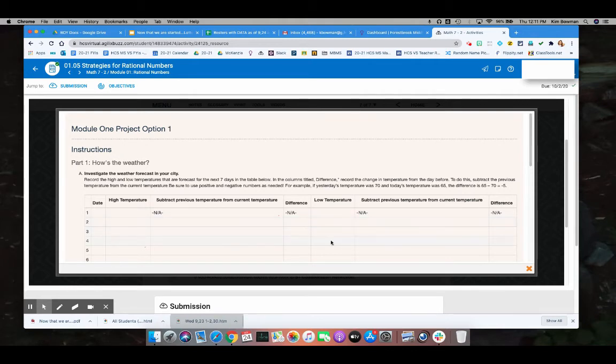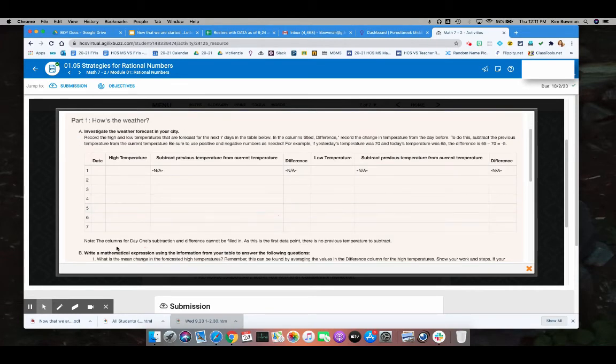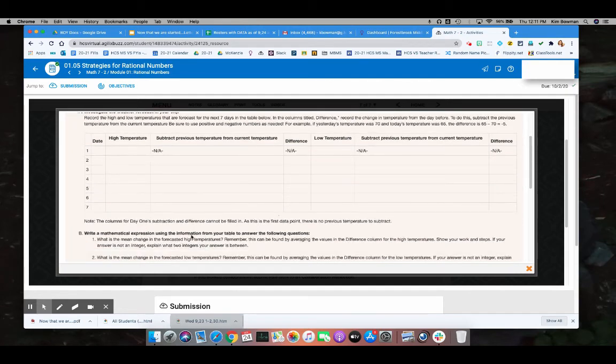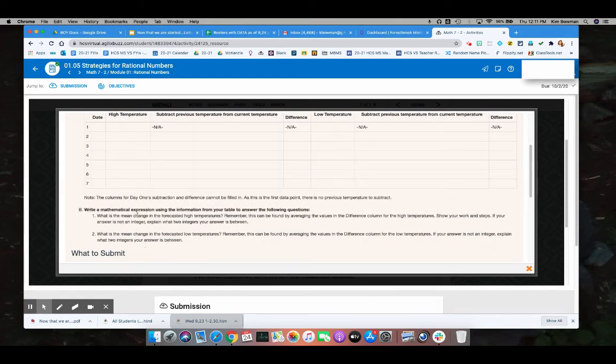You're also going to do the same thing with the low temperatures. Okay? So note the columns for day 1 subtraction. I just talked about that. You can read that. Part B, write a mathematical expression using the information from your table to answer the following questions. What is the mean change in the forecasted high temperatures? Remember, this can be found by averaging the values in the difference column. So it's asking you here for the average change in the forecasted high temperatures.